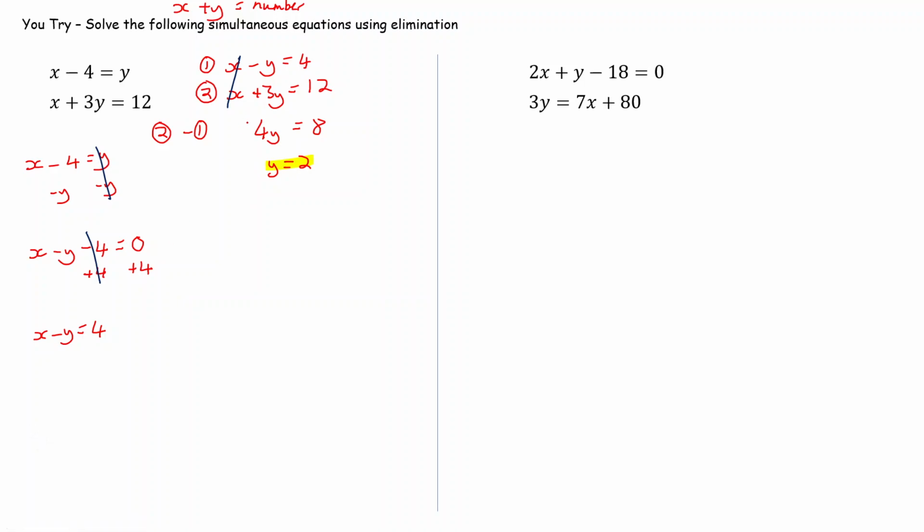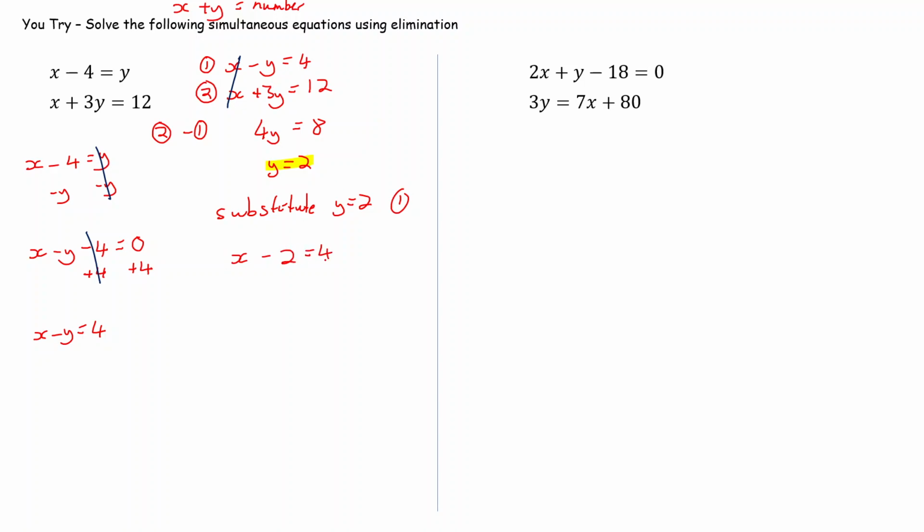How do I find x? I've got to substitute my y value. So substitute y is equal to 2 into any equation. It's a choice. I'm going to go for equation number 2. Actually, equation number 1, numbers are smaller. So let's go for that one. So I've got my x value, which I'm trying to find, subtract my y value, which is 2, is equal to 4.